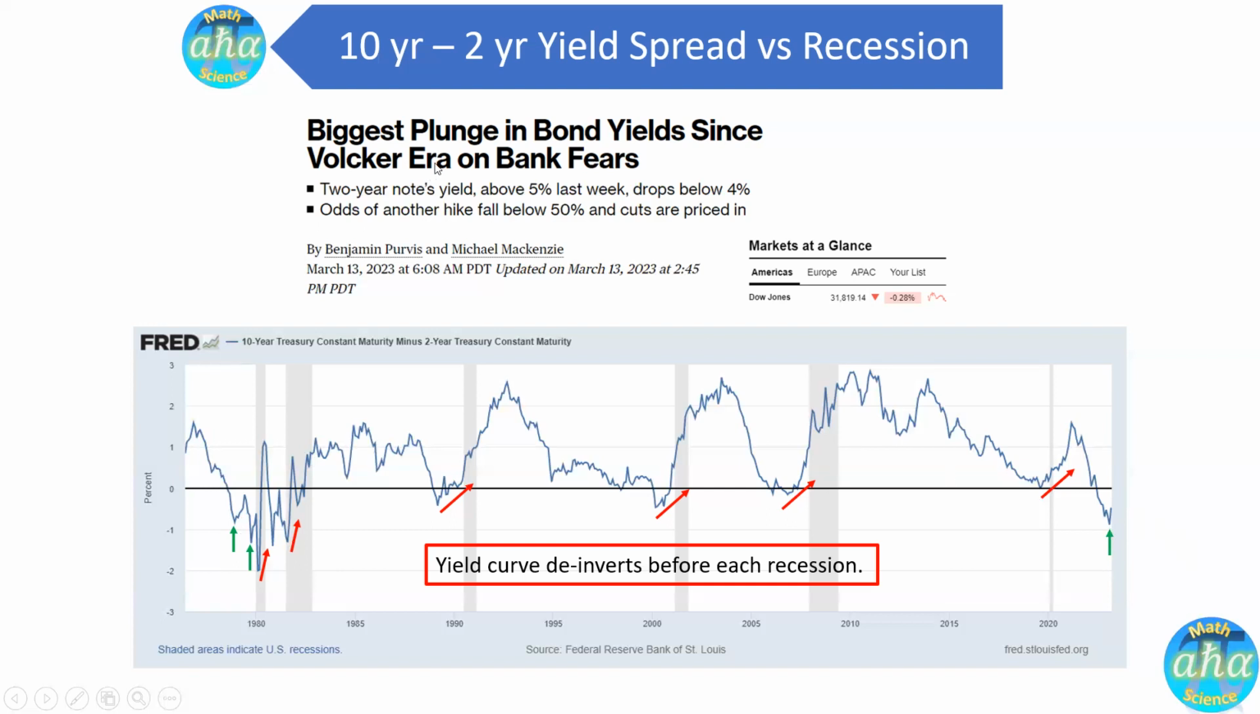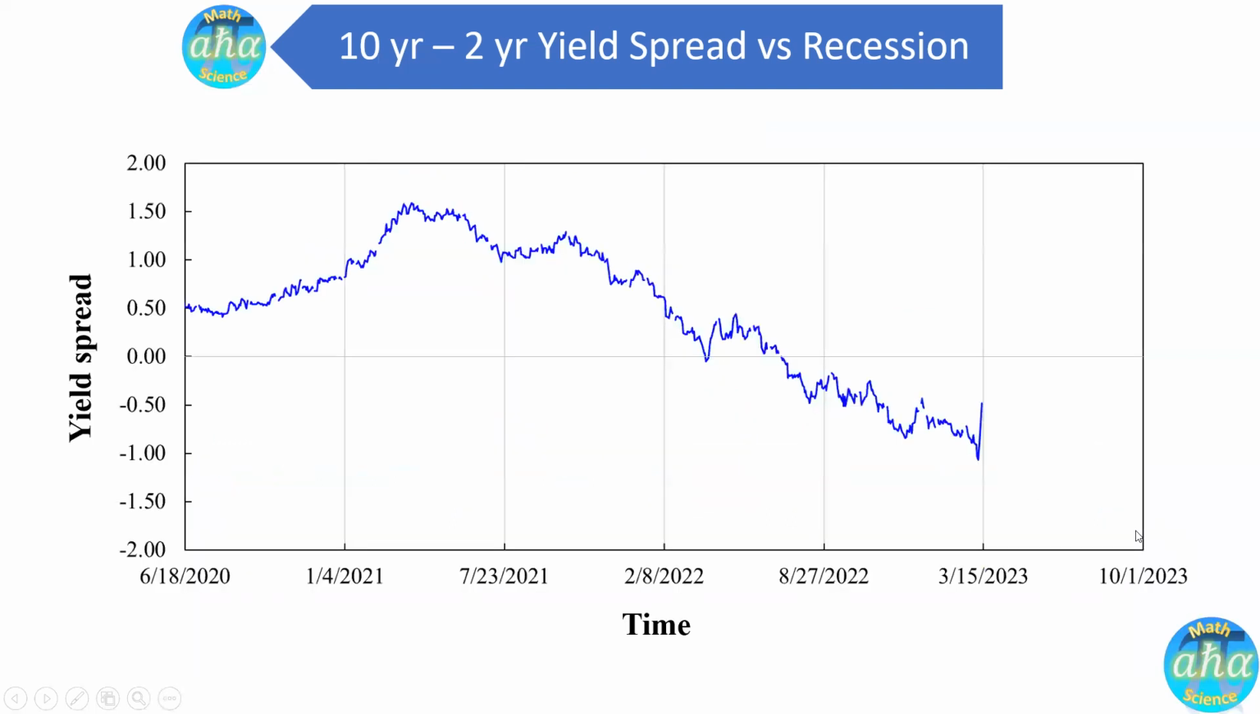And also this sudden volatility, the plunge in bond yields, is comparable to the Volcker era. So we really need to take a close look at the spread curve in the late 70s and 1980s, and maybe it gives us some indication of what happens this time. So this is the present time.